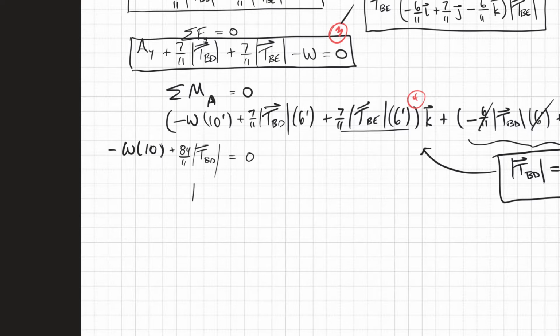So if I rearrange this, TBD equals, let's see, we're going to end up with W times 10. So this is going to be 840. No, W. Yeah.